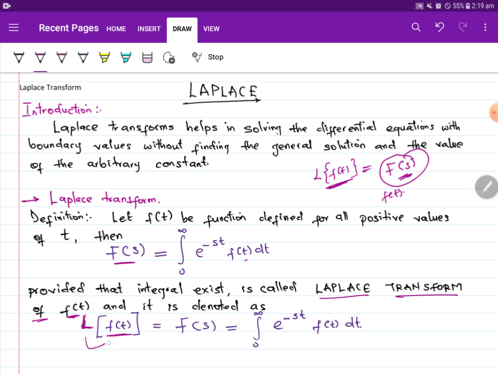Now if you take the Laplace of this function, the answer will be what? F of s. But how do we get this F of s? Is by taking the integral, look at the standard definition, the integral from 0 to infinity, exponential minus st is constant, now multiply with the function you are looking for, dt. So this is the definition of what? Laplace transform of any function, provided the integral exists for all positive values of t.